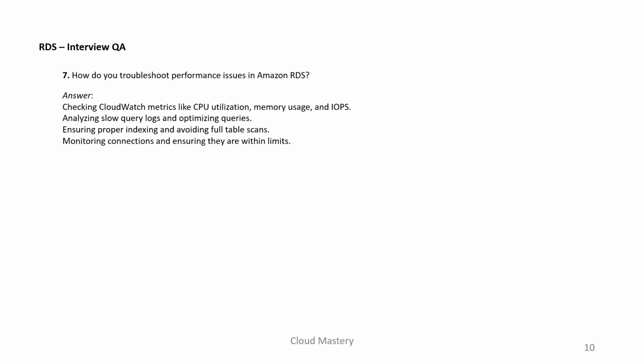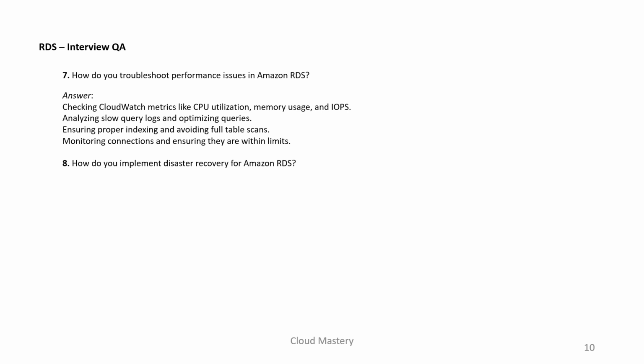You can say CloudWatch metrics, we can check for CPU, memory and IOPS, what kind of IOPS, what kind of CPU utilization is going over there, and then you can analyze your slow query logs, and then you can enable your monitoring connections. Also you can check whether proper indexing is happening or not over there. Also you can avoid any kind of full table scanning during business hours. So that is the way you can configure and you can answer these questions.